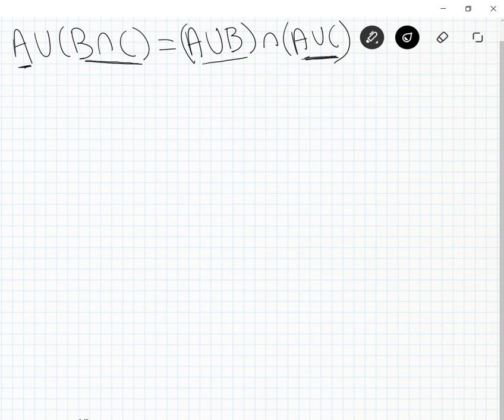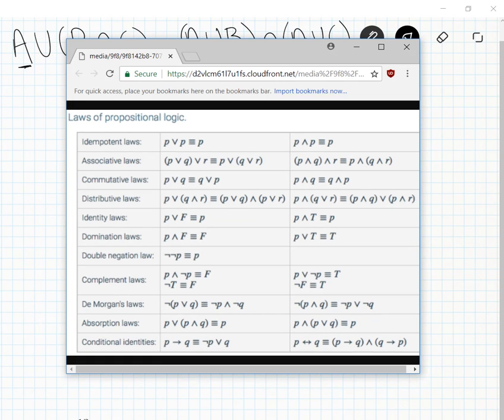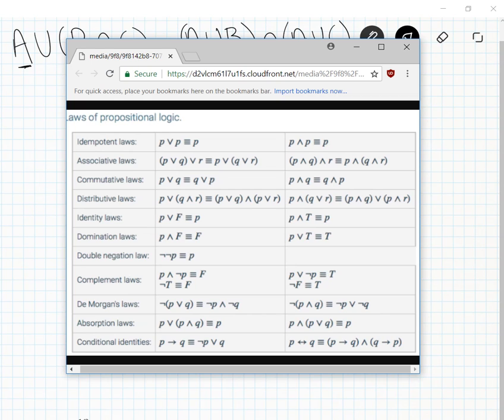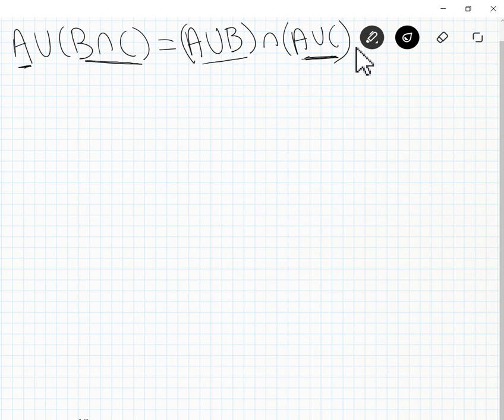Okay, so what we're going to rely on here is the one that says distributive law. It's the fourth one down. P or (Q and R) is logically equivalent to (P or Q) and (P or R), which is a law of propositional logic, easily verifiable if you make your truth tables, and that's what we're going to use here.